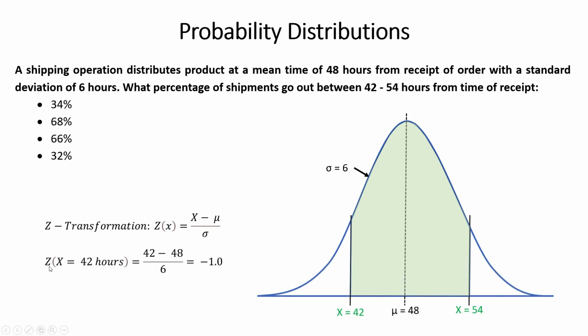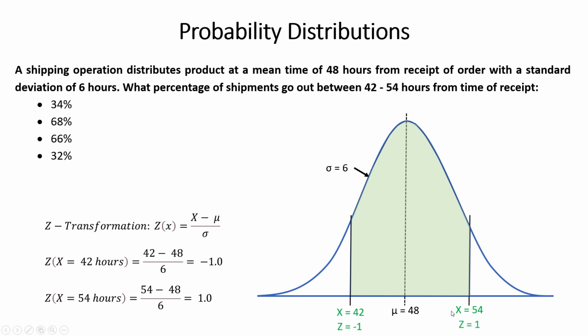So the first transformation is we're going to transform 42 hours, which is this data point X, into a Z-score. So 42 minus 48, that's our mean value, divided by 6 is a Z-score of -1. So essentially, we've transformed this X value of 42 hours into a Z-score of -1. We can do the same thing with an X value of 54 hours. We can transform that into a Z-score. So 54 minus 48 is 6, divided by 6 is +1.